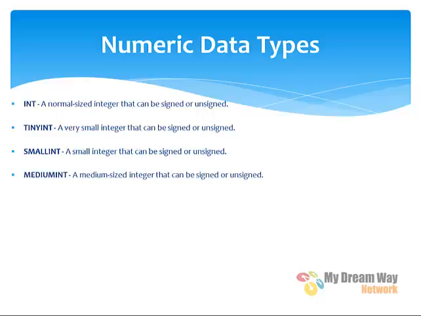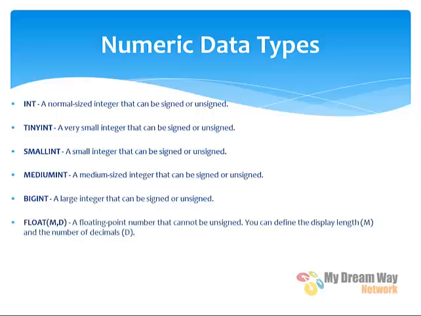Medium int, a medium-sized integer that can be signed or unsigned. Big int, a large integer that can be signed or unsigned. Float, a floating point number that cannot be unsigned. You can define the display length by M and the number of decimals by D.